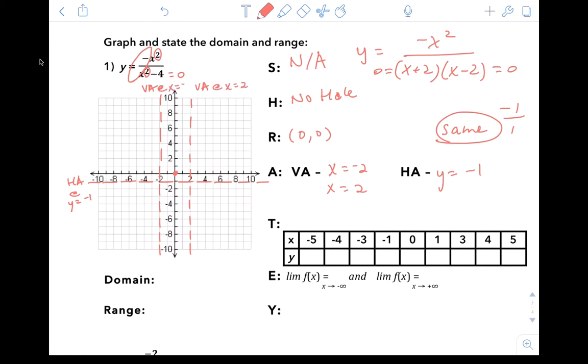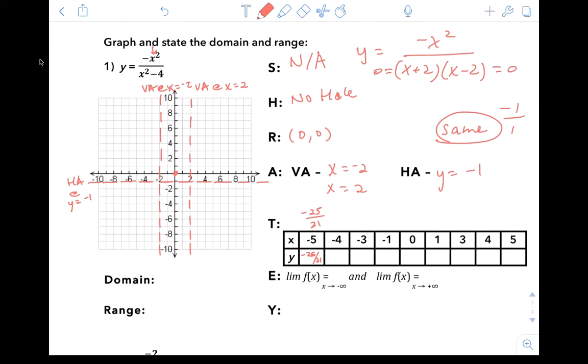Sorry if you just heard my phone buzz in the background. Okay, T table, plug it in. I'm going to do this really fast because I don't see any reason why you can't handle this. I bet you can. So if I plug in a negative 5, negative 5 squared is positive 25. Then the negative in front of it kicks it back. Negative 5 squared is 25 minus 4 makes 21. So we have negative 25/21. Oof, ugly. That's okay. Keep moving forward.